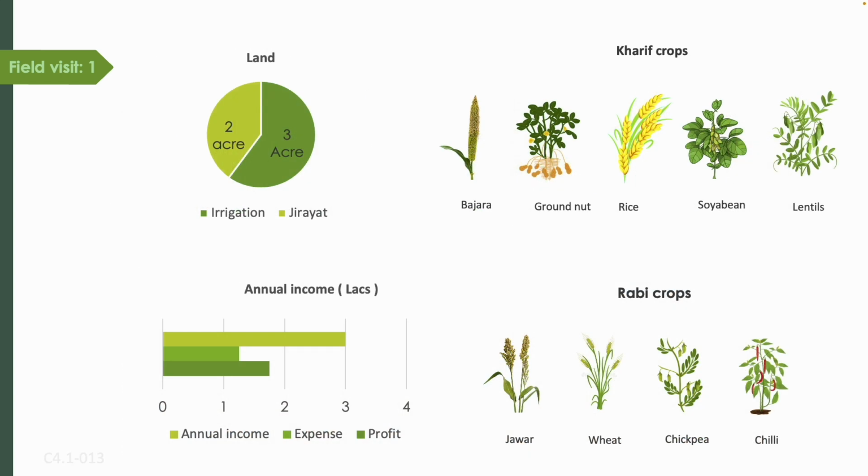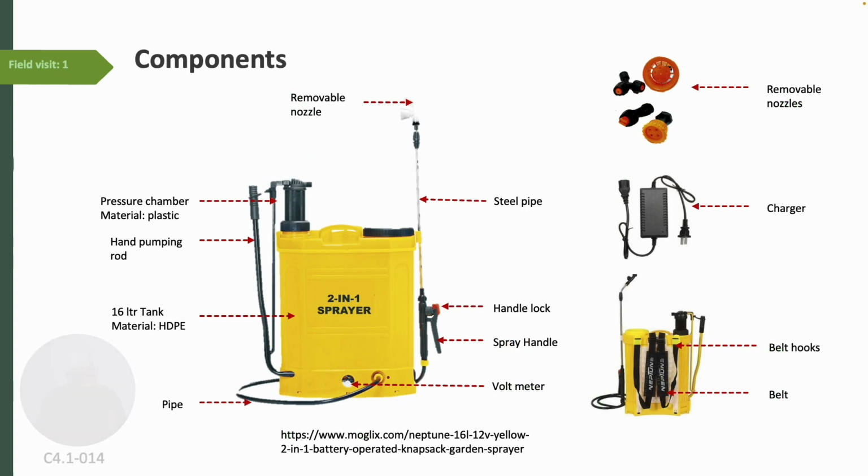Okay, he looked at the kind of crops they make and what is their annual income, the Kharif crops and the Rabi crops. Okay, he also had a look at the components of the system, sub-components, what you can change, what you need, what are the maintenance issues with that.